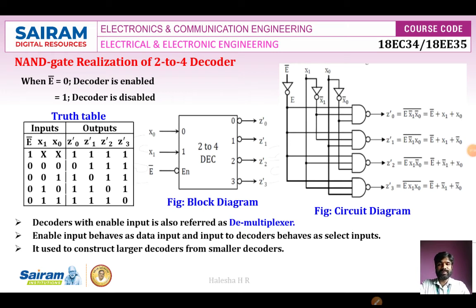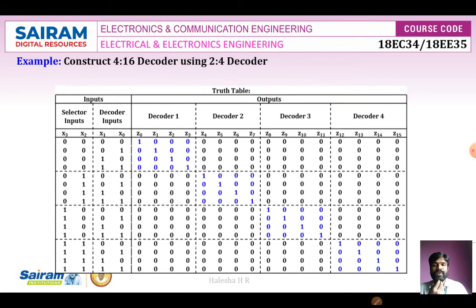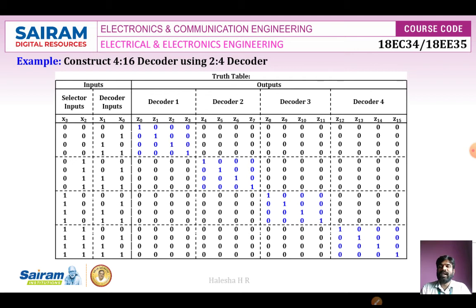So let's see one example. How do we construct larger decoders from a small decoder with the facilities of the enable input. Construct a 4 to 16 decoder using 2 to 4 decoders. That means 4 inputs to 16 outputs using 2 inputs to 4 outputs. So the truth table for 4 to 16 means 4 inputs, let's say x3, x2, x1, x0, and 16 outputs z0, z1 up to z15.